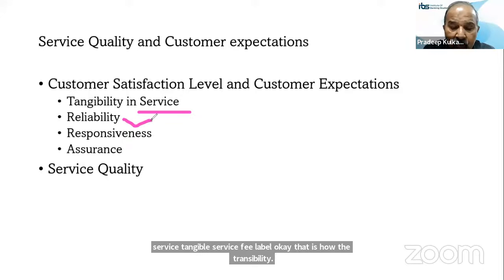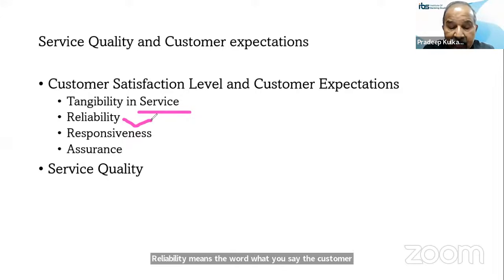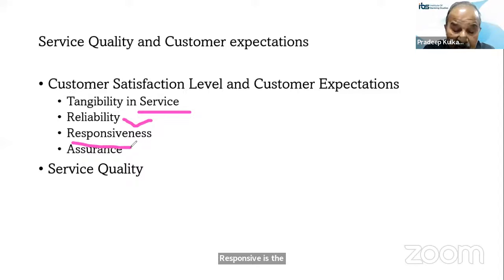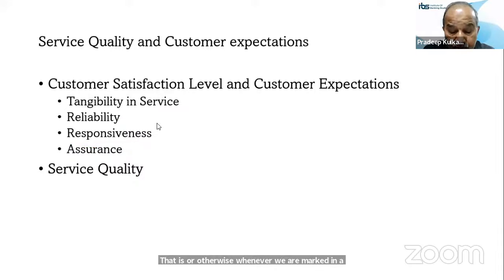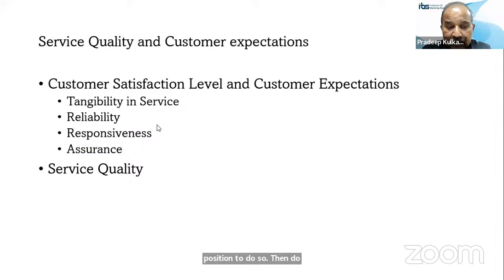Reliability means the words you say, the customer should feel, yes, here is a true person. Whatever he is telling can be relied upon. Responsiveness is that the customer said something and we react to it. We respond to it. We provide what he is expecting. Or otherwise, whenever we are not in a position to do so, do we have the ability to assure that this will happen by this day? And this is the way of assurance. These are the four important elements of customer satisfaction.